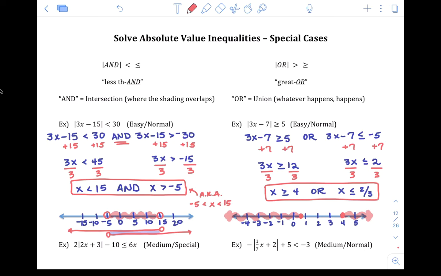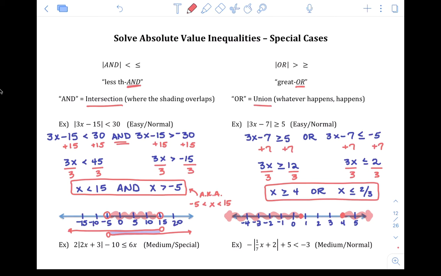The biggest thing from last video about solving basic absolute value inequalities, one way to remember is that when you have less than or equal to, I want you to think less than, less the and. Now for greater than or equal to, greater, great, or. These are just two little tricks to help you remember, because the difference between an and an or is an and has to be the intersection where the shading overlaps. And with an or, that's a union, and that's just whatever happens, happens.